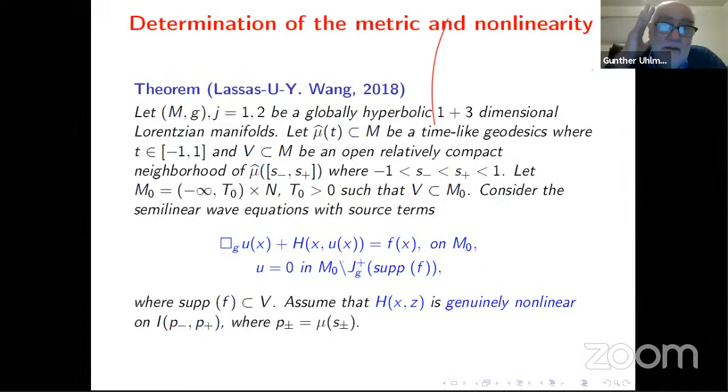The point here is that for the linearized problem, if you linearize this equation, you cannot solve the inverse problem. We don't know how to solve the inverse problem, but in the nonlinear case, we can. The nonlinearity helps. That's the point. I see. Everything depends on time.